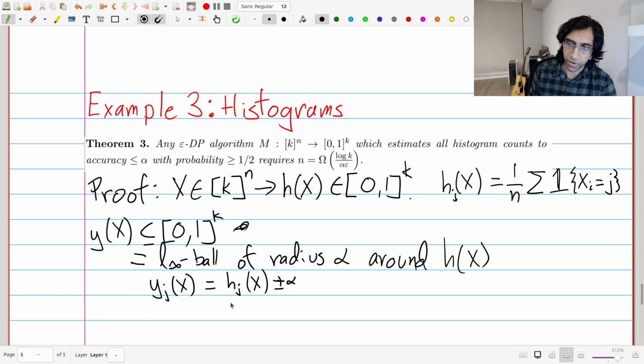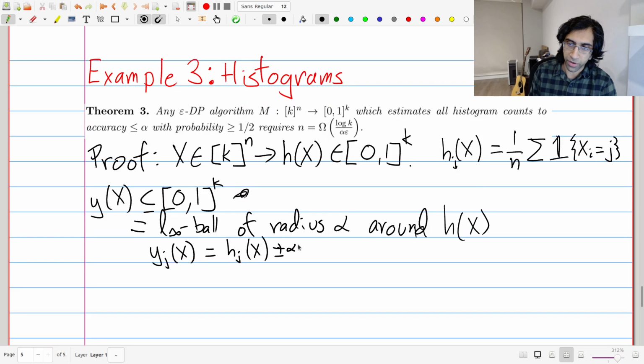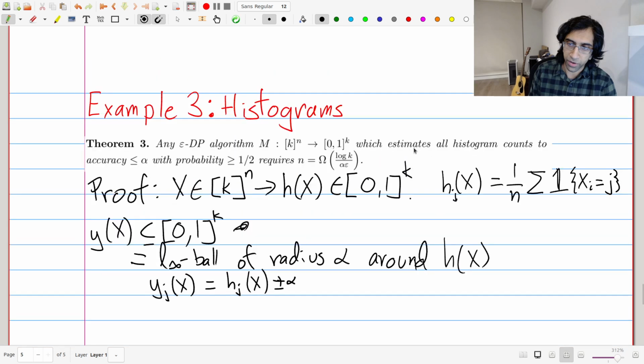So this gives you an interval, and that'll be the set Y of X. And why did we define this? Well, the accuracy guarantee, when we say it estimates all histogram counts to error less than alpha, is that the probability that M on X is in Y of X is greater than or equal to 1/2. So this is the type of accuracy guarantee we want, and we're just going to have to choose how to choose our data sets in order to create our packing and have things work out nicely.